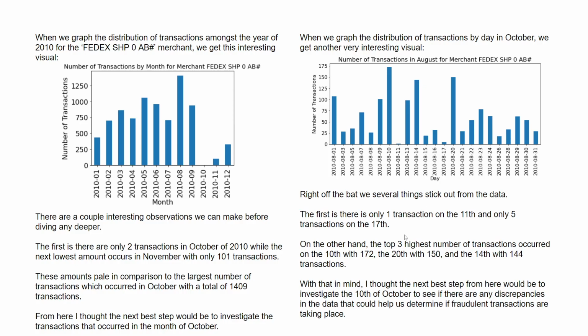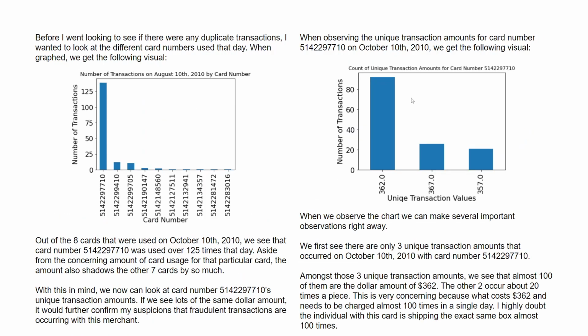With that in mind, I thought the next best step from here would be to investigate the 10th of October, since it's the most, to see if there are any discrepancies in the data that could help us determine if fraudulent transactions are taking place. Before I went looking to see if there were any duplicate transactions, I wanted to look at the different card numbers used that day. When we graph it, we get the following visual, which is actually absolutely crazy.